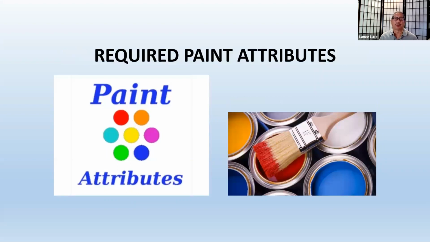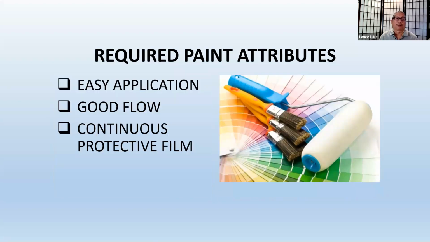Required paint attributes. What does that mean? That basically means that there are qualities of paint that you should be aware of and that you should look for in your painting project. What actually are they? You would want the paint to be an easy application and not too difficult, where you have to mix four different things together and it becomes kind of complex. You want it fairly easy.